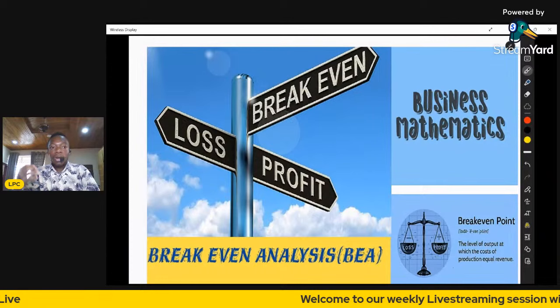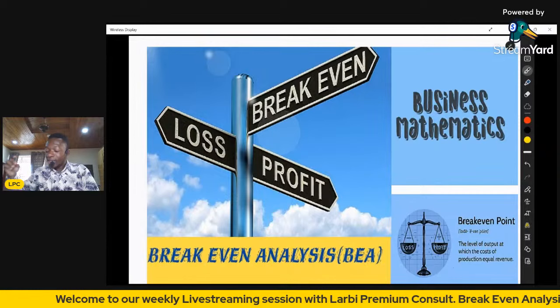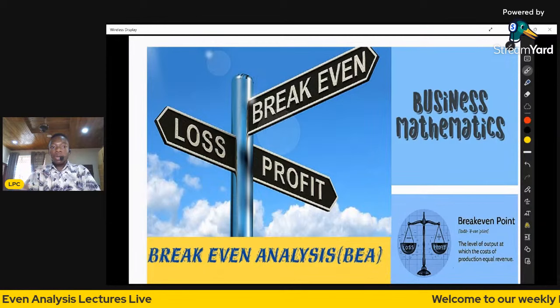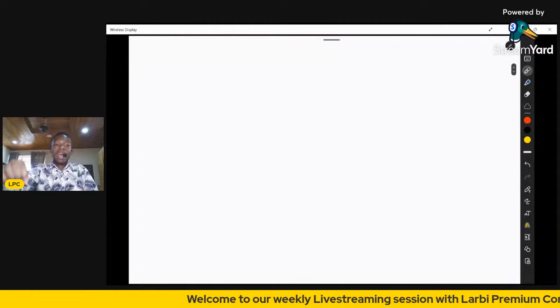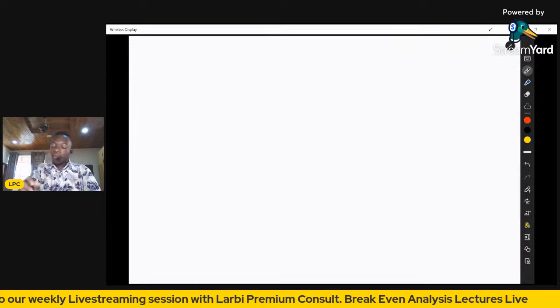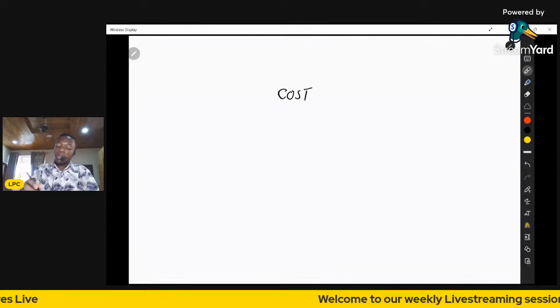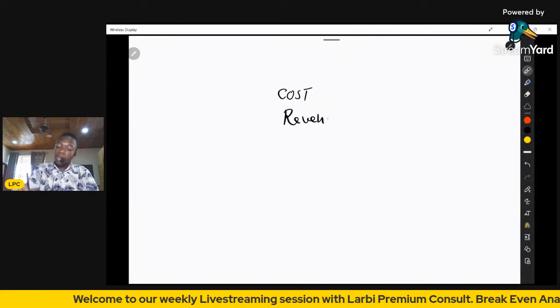Once you're able to understand break-even, we'll be able to determine the exact production level that we can produce and sell in order to break even, actually neither making a profit nor making a loss. So when we talk about break-even analysis, it is a technique that establishes a relationship between three things. What three things are we talking about here? These are cost, revenue, and output.